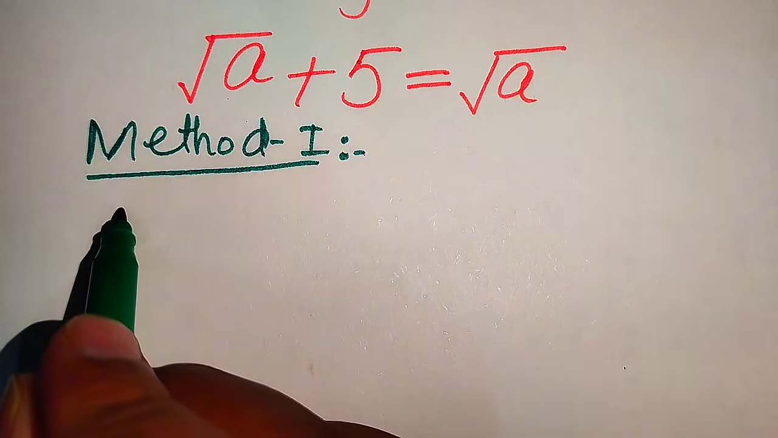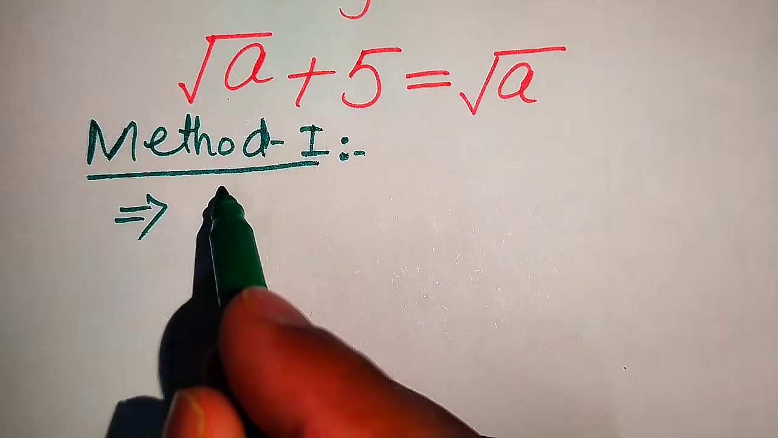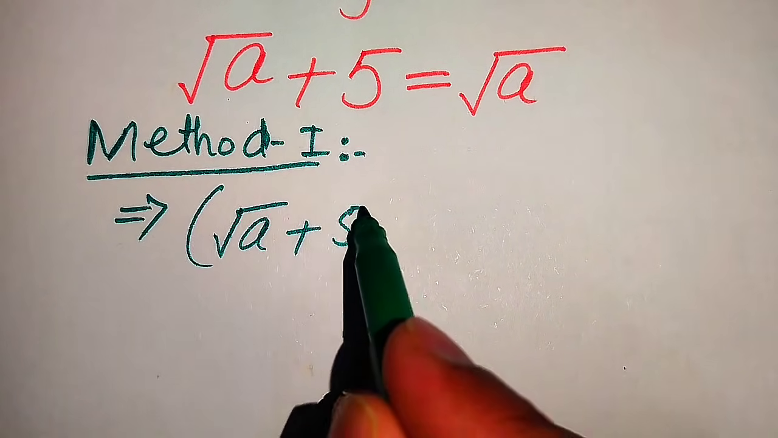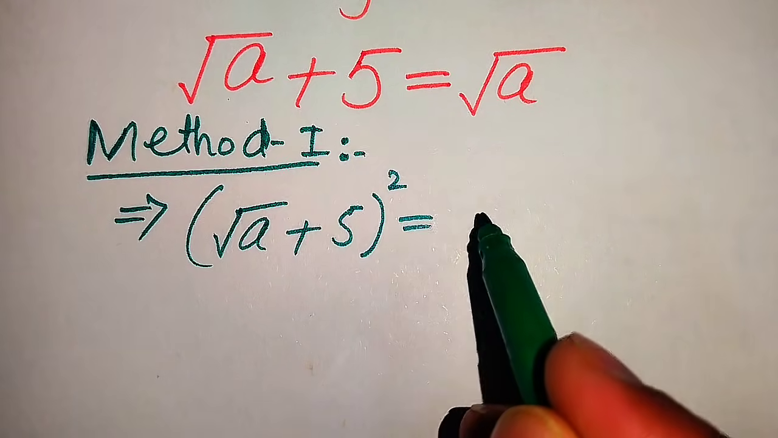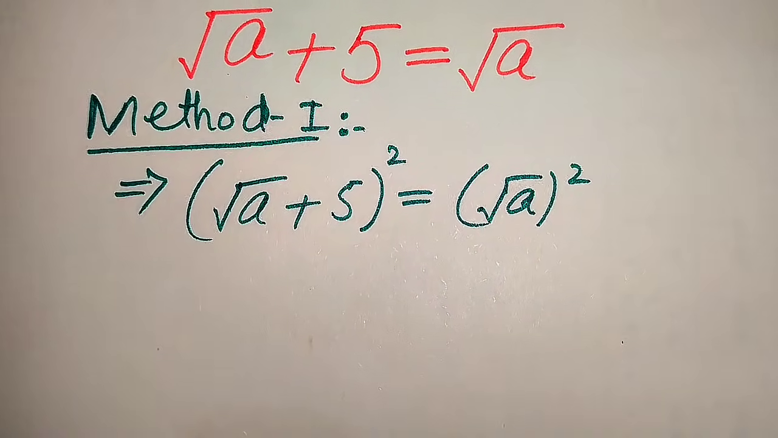And now here we move toward the solution of this problem. The very first thing we are going to do is take squaring on both of the sides, and it will be written as square root of a plus 5 whole square is equal to square root of a and its whole square.